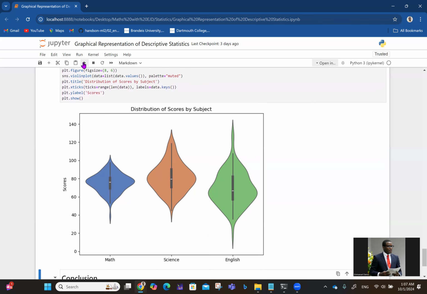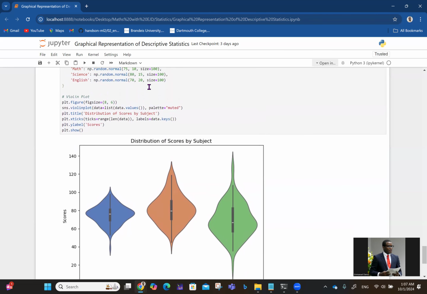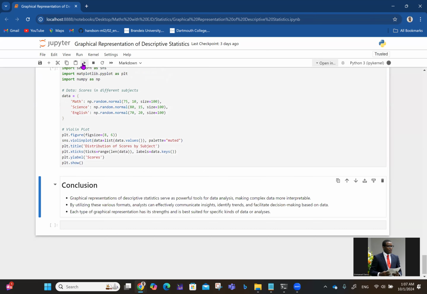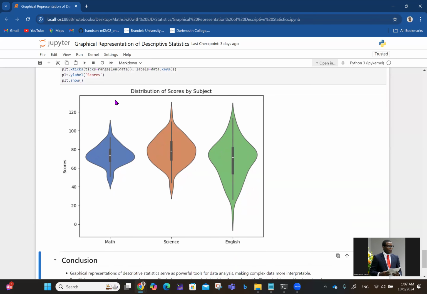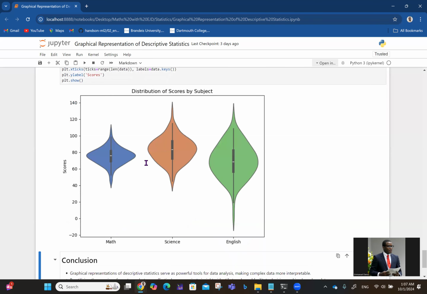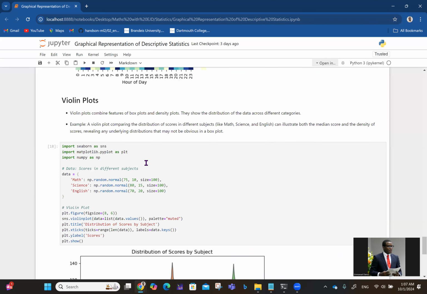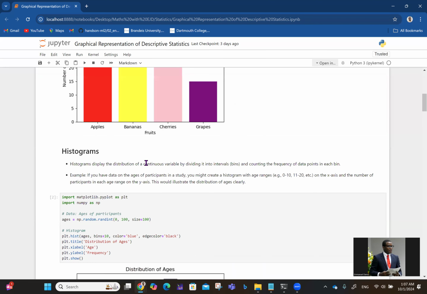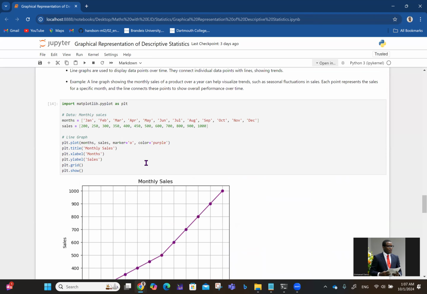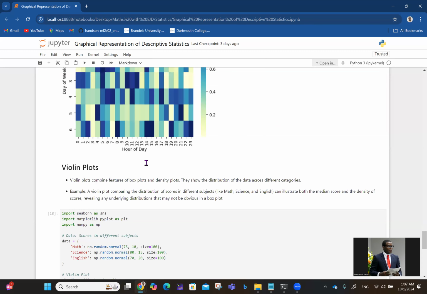So there are so many more things we can actually use. Okay, of course, this is random. Let me generate again and say, okay, so you can see there's a shift because the scores have changed. So you can keep changing like that. So there are all kinds of tools we can use to graphically represent descriptive statistics like that. Okay.